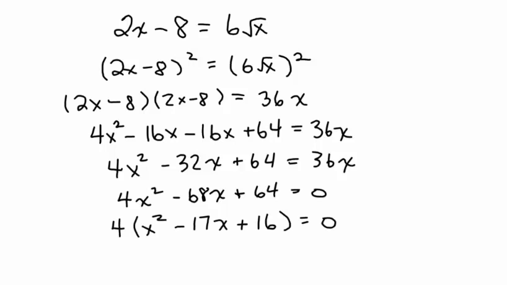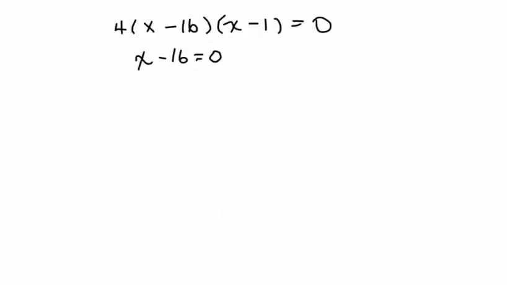So looking for two numbers that multiply to give us 16 and add to give us negative 17, those two numbers must be negative 16 and negative 1. This tells us that x minus 16 is equal to 0, or that x is equal to 16, or x minus 1 is equal to 0, and that x is equal to 1. So here are our two possible solutions to the original equation.